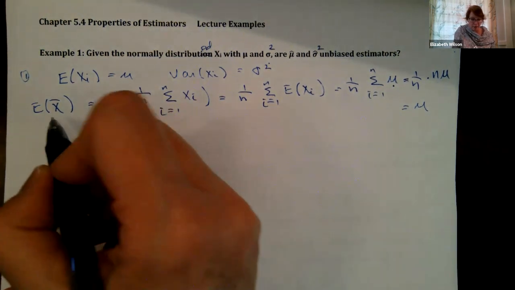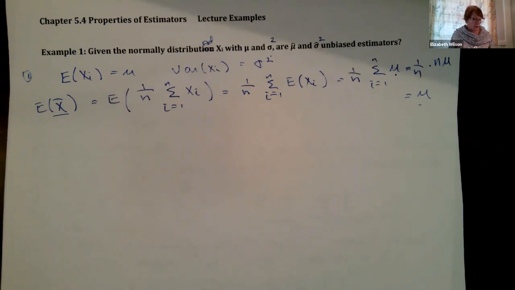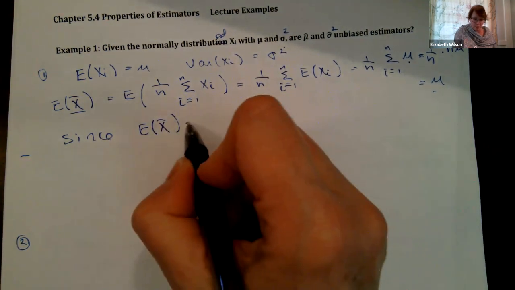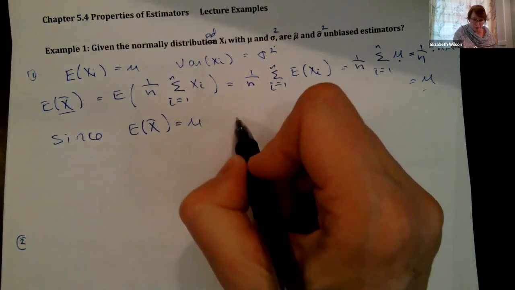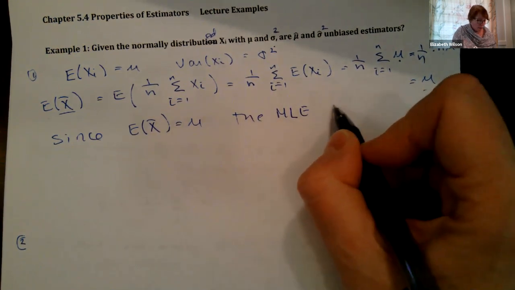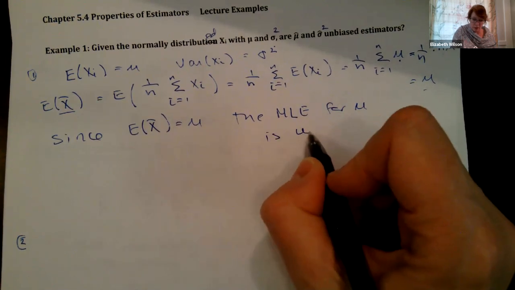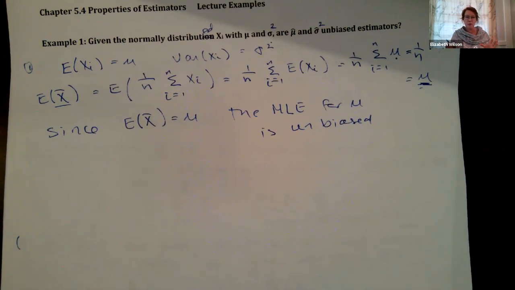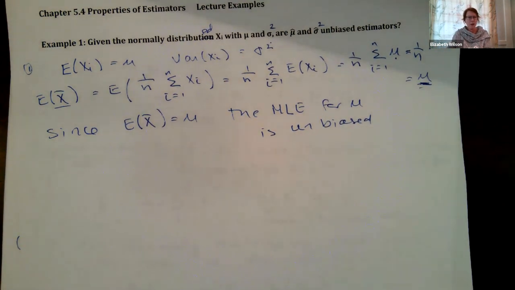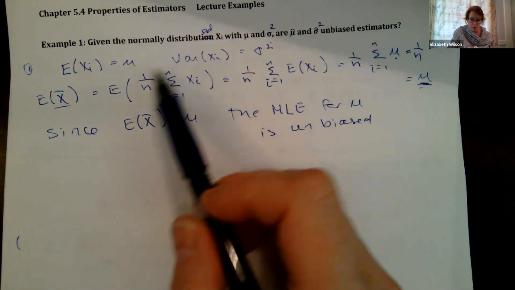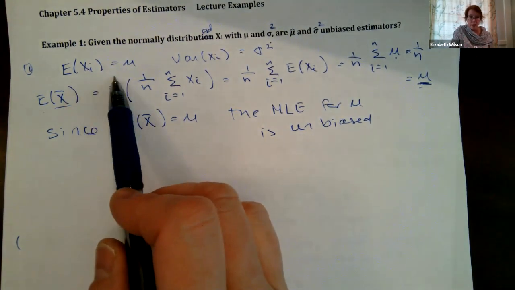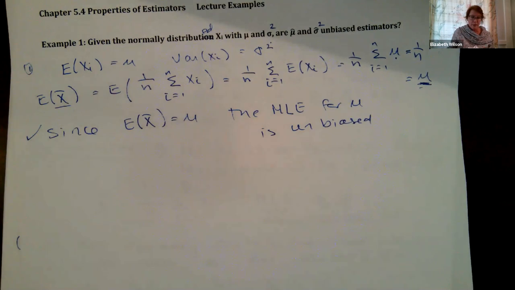So the expected value of my estimator is equal to the mean itself. That's a good thing. Let's write this out. Since the expected value of our sample mean is equal to our mean itself, as we just showed with this example, the maximum likelihood estimate for the mean is unbiased. We say it's unbiased because there's no coefficient. It's just plain mu. I don't have variables or anything else being multiplied hanging out front once I've substituted in the formula and worked it out. It's just plain mu, which is what we want. We want this to be an unbiased estimator. So we've just shown that the maximum likelihood estimate for our mean is an unbiased estimator.